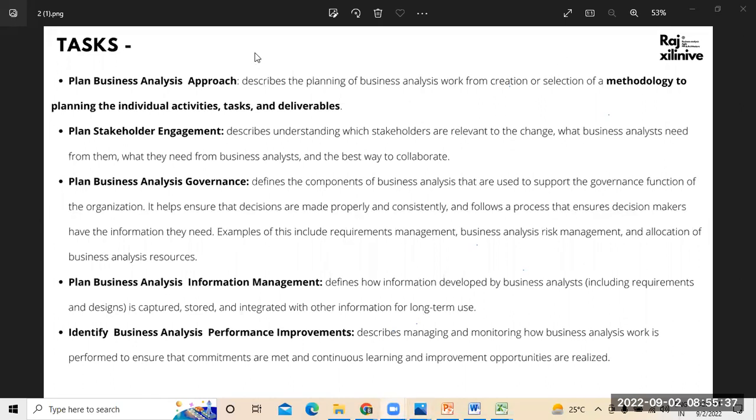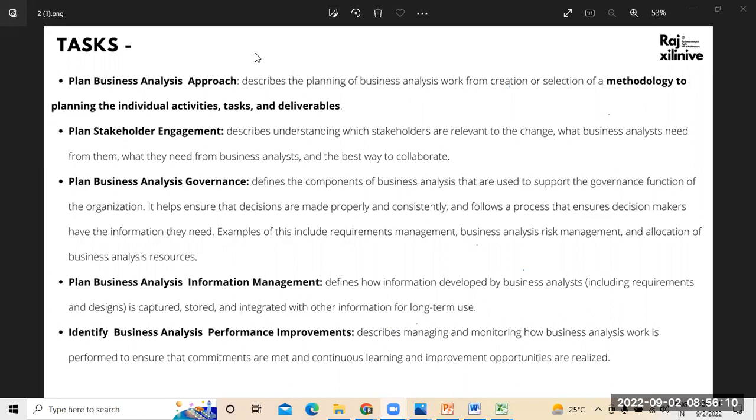Right. So we must be knowing about what different requirements we have, how to capture those requirements, how to store the requirements, how to integrate the requirements, and all of it should also be known at this level. This is what we talk about in information management. Last but not least, we need to identify what different performance improvement measures are to be taken in order to make it more convenient and successful. So this all comes under business analysis performance improvements.